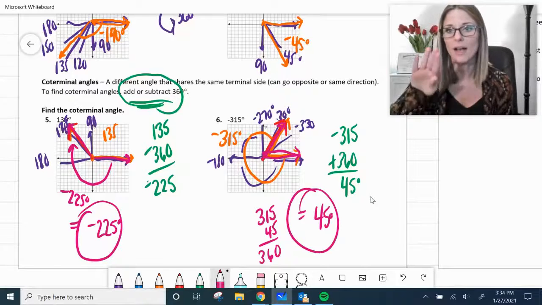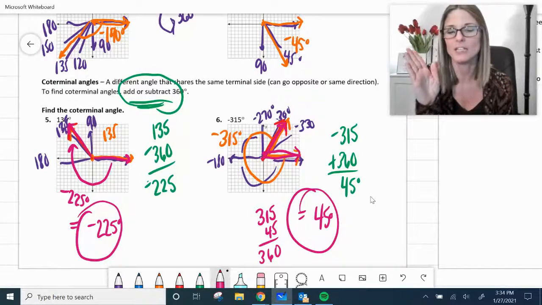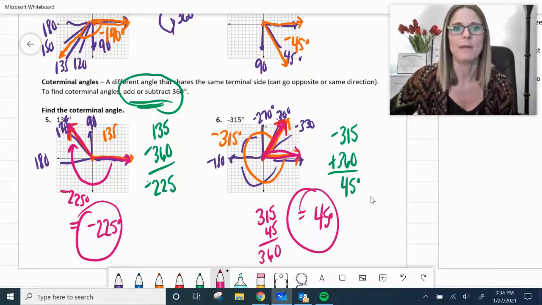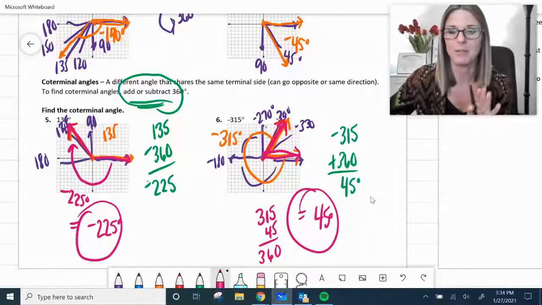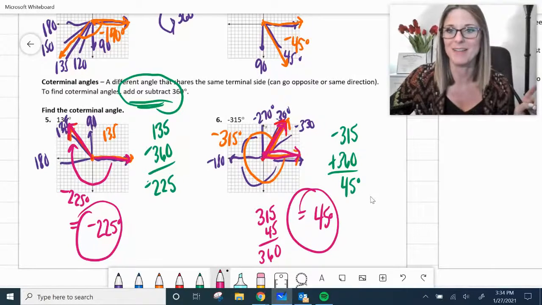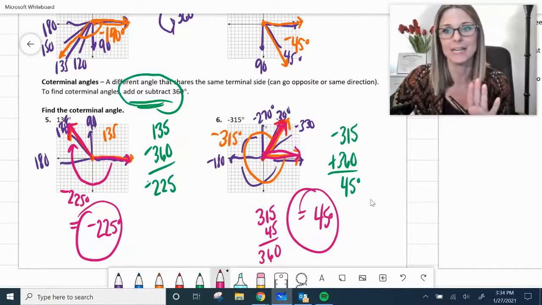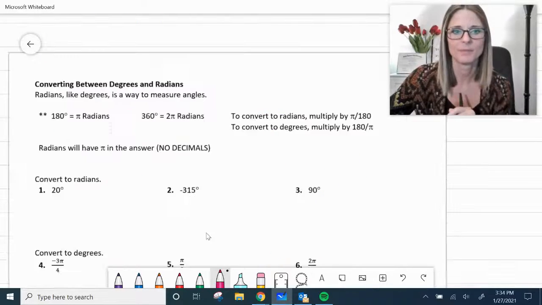And there's more. I could do another full 360 rotation and the bigger angle would end in the same place. These are really easy. They might seem complicated right now, but I promise when you see the practice on Delta Math, you just add 360 or you subtract 360. It's that easy, I promise.